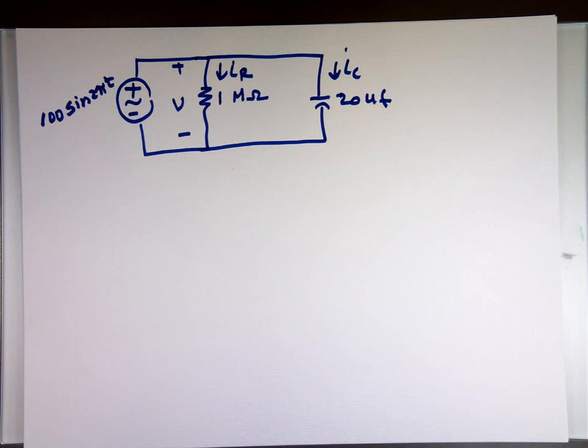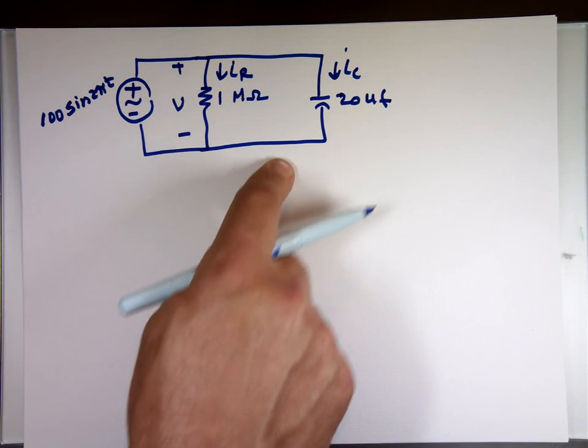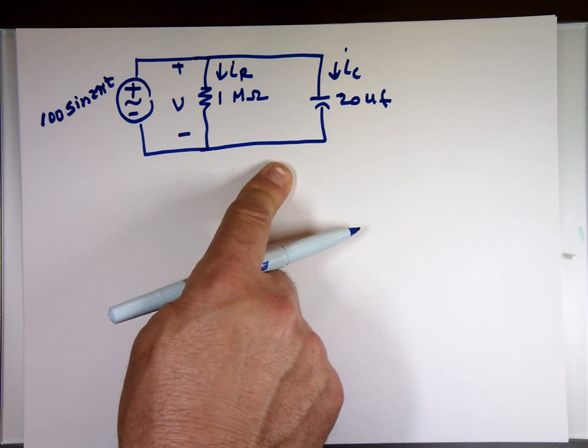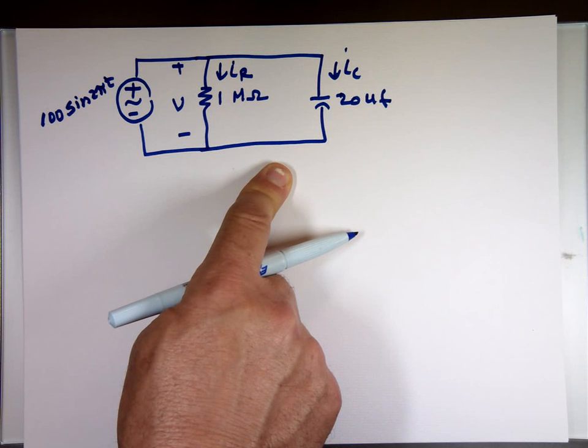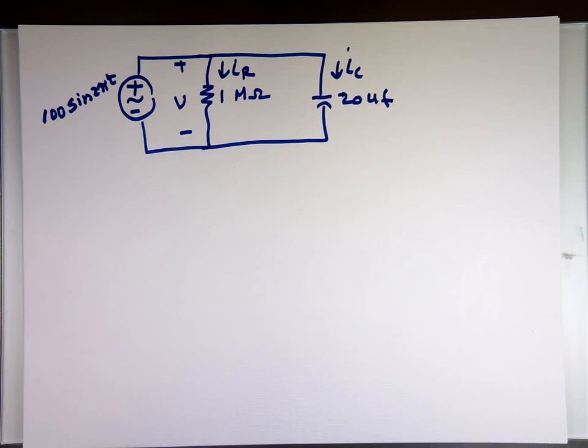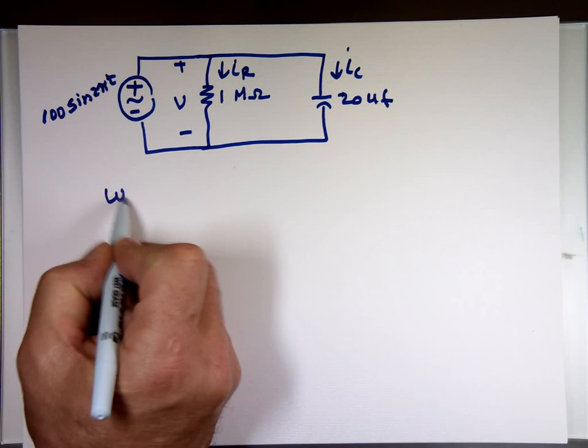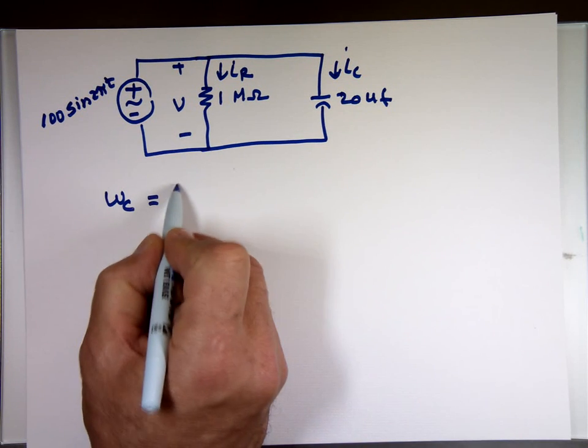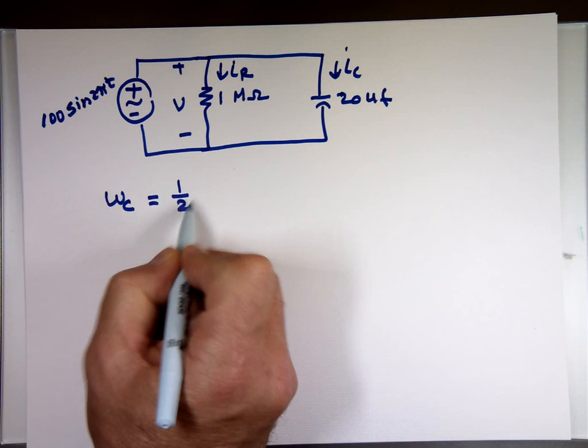The question is, find the maximum energy stored in the capacitor in this picture and the energy dissipated in the resistor over the interval from 0 to 0.5 seconds. We'll calculate that. So let's find the maximum energy stored in the capacitor. The maximum energy stored in the capacitor is 1/2 CV squared.